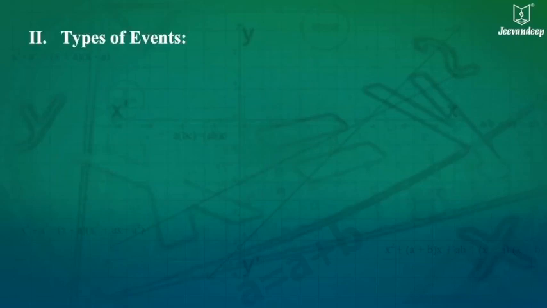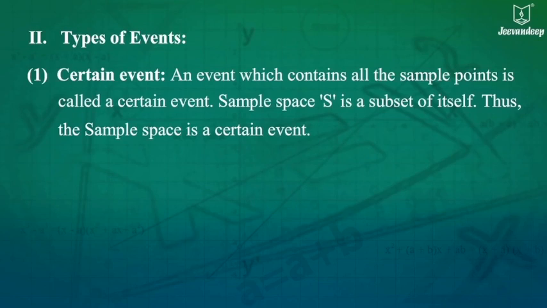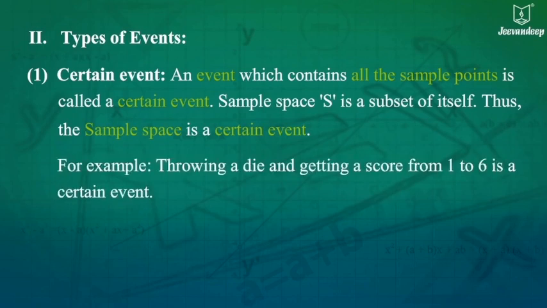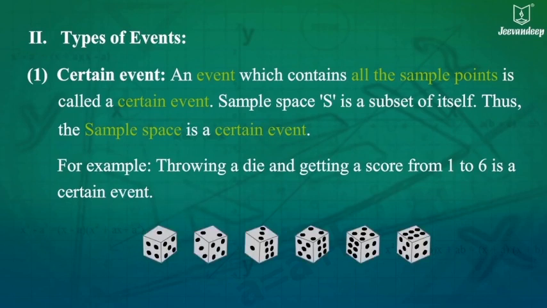Types of events. Certain event. An event which contains all the sample points is called a certain event. Sample space S is a subset of itself. Thus, the sample space is a certain event. Example: throwing a die and getting a score from 1 to 6 is a certain event.